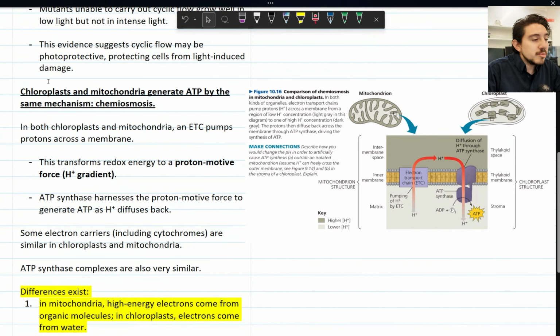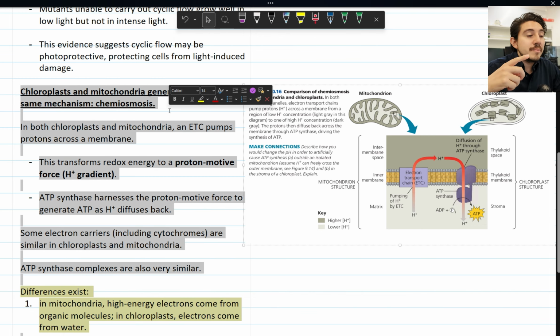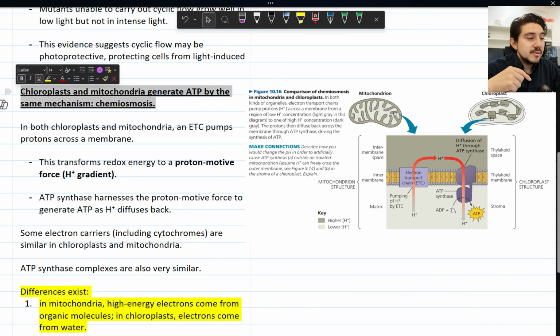Okay. So chloroplasts and mitochondria generate ATP by the same mechanism. Ultimately, we know this already as chemiosmosis. Okay, this is very, very important when you want to compare. Let me just highlight this, put a little star on this.